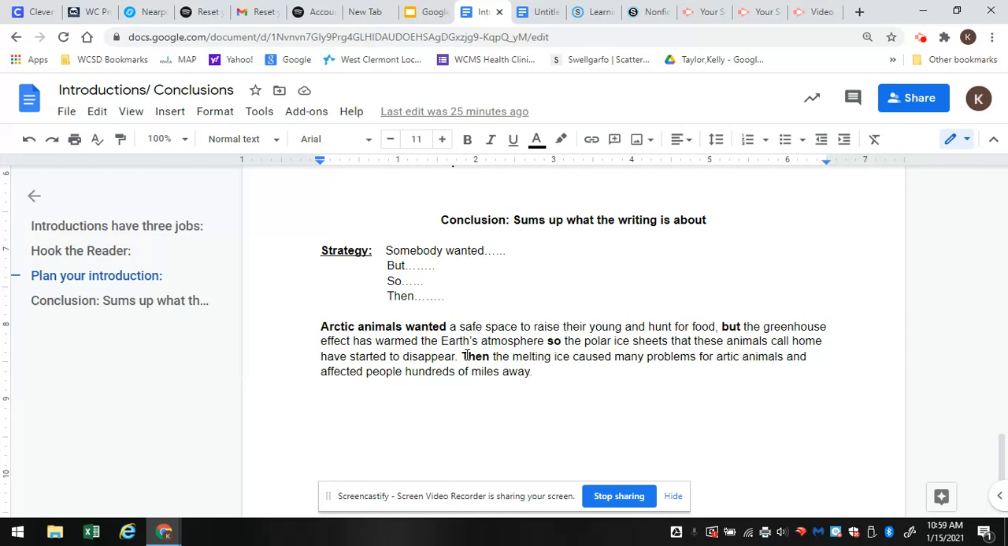And it occurred to me that this is a really good strategy for writing a conclusion, since your conclusion is summing up your paragraph. So here's what it might look like. Somebody wanted is my Arctic animals wanted a safe place to raise their young and hunt for food, but the greenhouse effect has warmed the Earth's atmosphere, so the polar ice sheets that these animals call home have started to disappear. Then the melting ice caused many problems for Arctic animals and affected people hundreds of miles away.